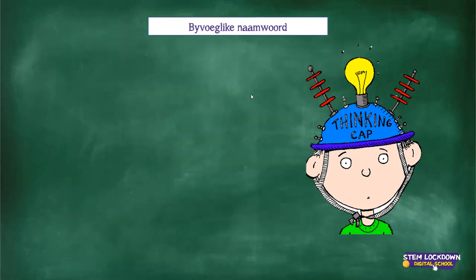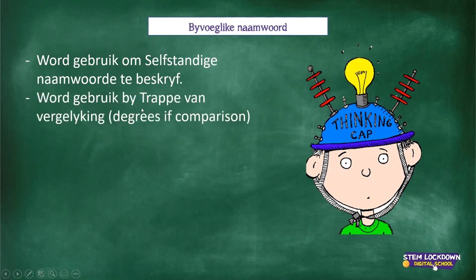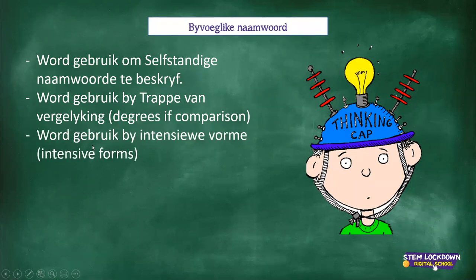And look here, I've said it for you here. Dit word gebruik om 'n selfstandige naamwoord te beskryf. So a byvoeglike naamwoord beskryf die selfstandige naamwoord. An adjective describes the noun. Dit word ook gebruik by trappe van vergelyking. So we also use byvoeglike naamwoorde with degrees of comparison. And it's being used with intensive form, which is such a beautiful way of speaking Afrikaans. Intensive forms, I think, in English.